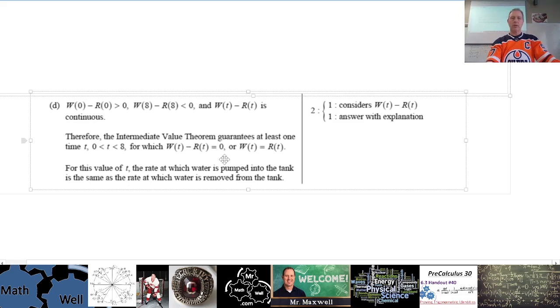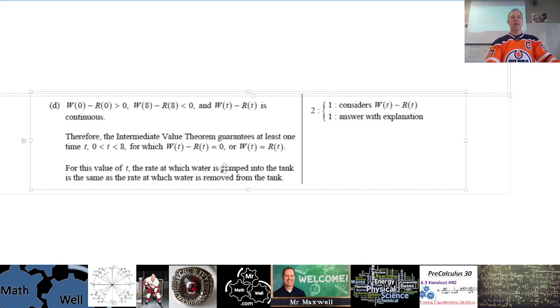If they asked us to find the time, would we have enough information to find the exact time? Probably not, no. If they asked you to find the exact time at which they're equal, probably not, because you're only given certain values for the one function. You aren't given the actual equation of the function. So you don't know the values in between. We're just looking at the information given in the table.